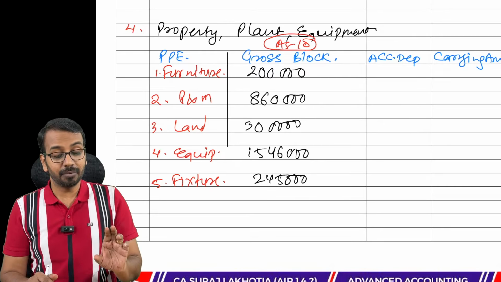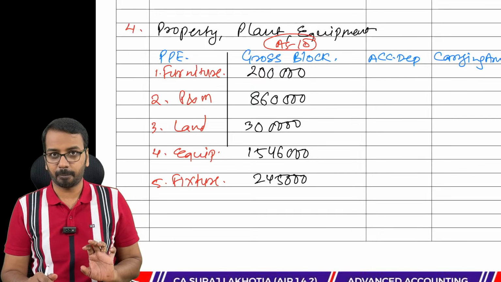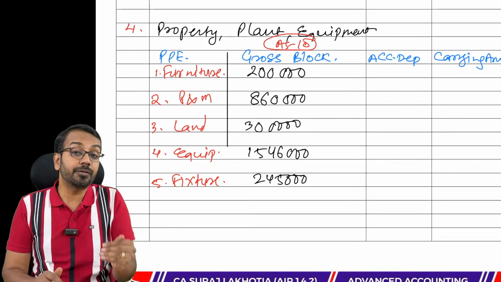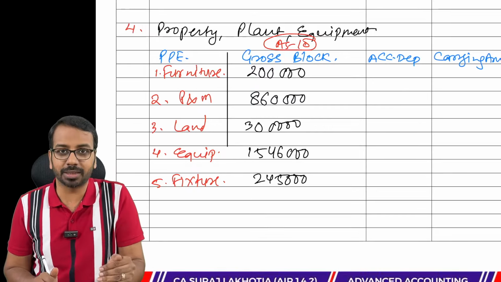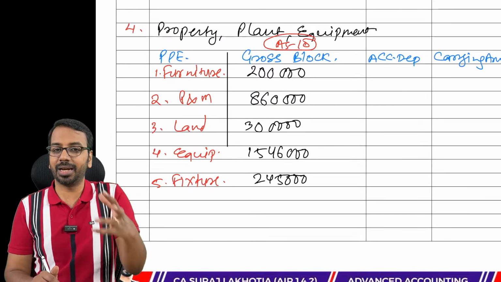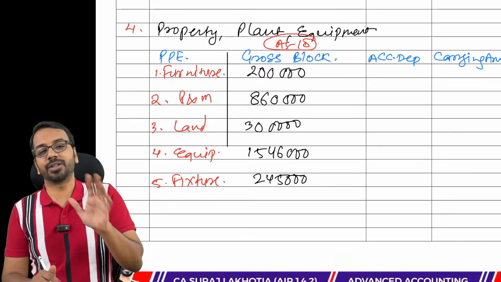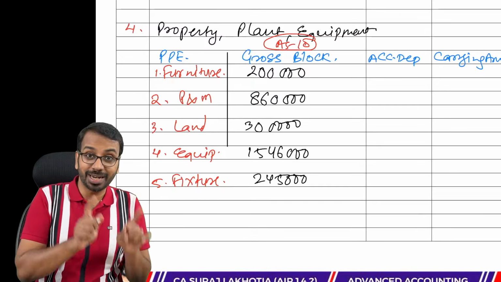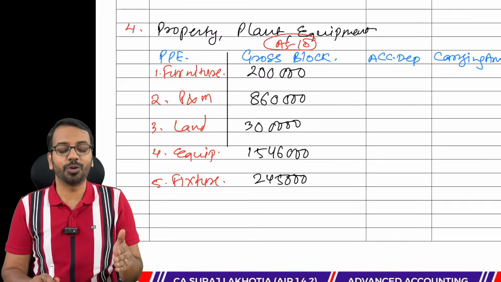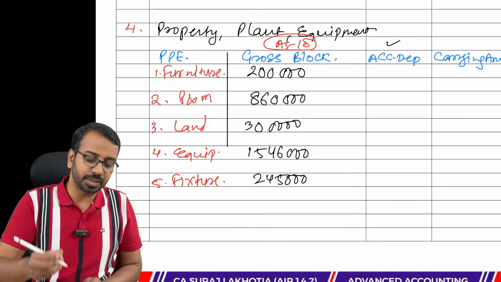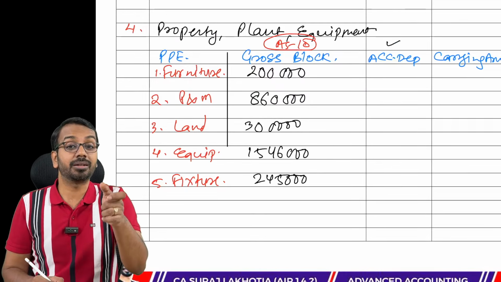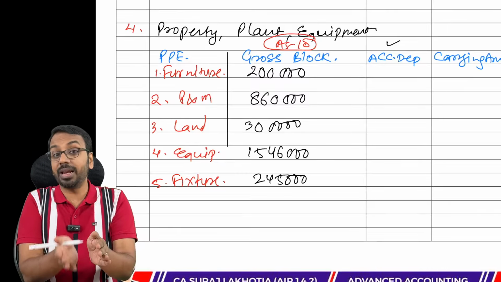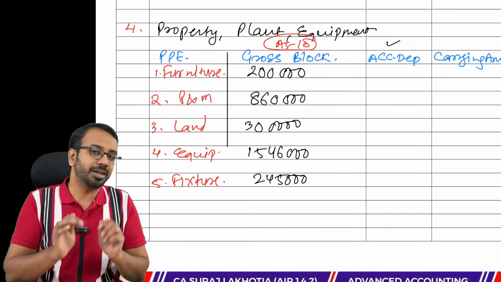Okay. And there are no other adjustments. However, if the depreciation entry is not passed, in this case we will assume it's already passed because there is no further information. But if it is not passed, then what do we do? We will take the accumulated depreciation given in the trial balance. To that we will also add current year depreciation.